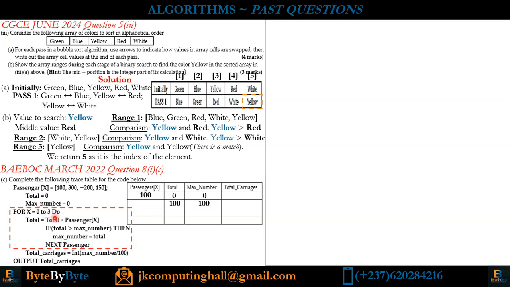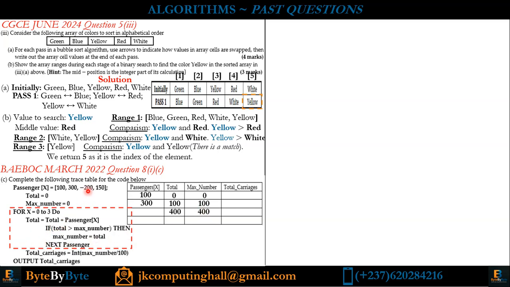So now when x is 1, I have passenger at position 1 is 300. So total will be equal to what? Total plus 300, which gives us 400. Is total greater than max number? Yes. So max number becomes total.